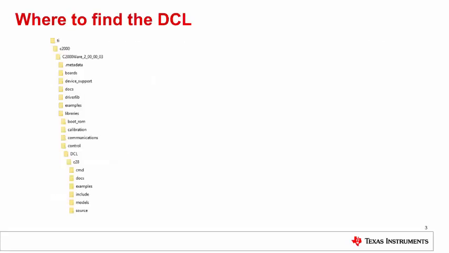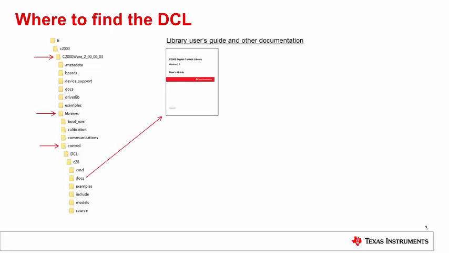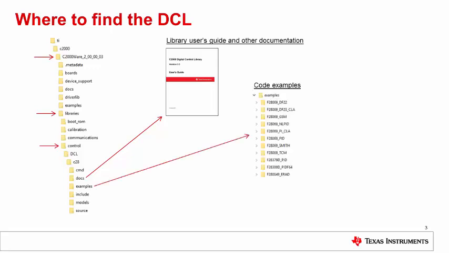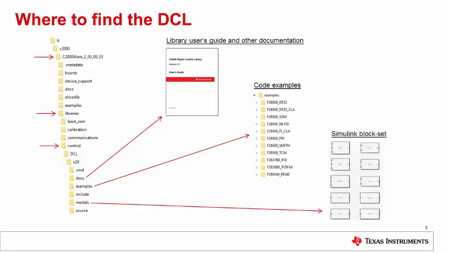Assuming that C2000ware has been installed in its default location on your hard drive, you can locate the DCL in Windows Explorer by expanding the C2000ware folder, then going to Libraries, and then Control. The Docs subdirectory contains a user's guide, two tuning guides, and a spreadsheet containing a list of functions. The Examples subdirectory contains a number of code examples which illustrate how to set up and use the library. The Models subdirectory contains a small set of Simulink blocks. We'll take a look at each of these later.